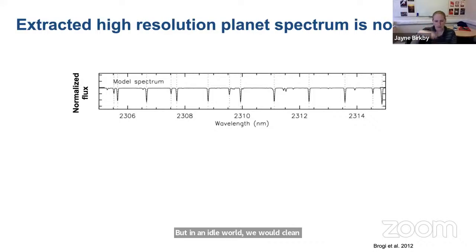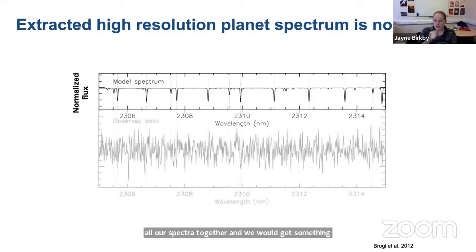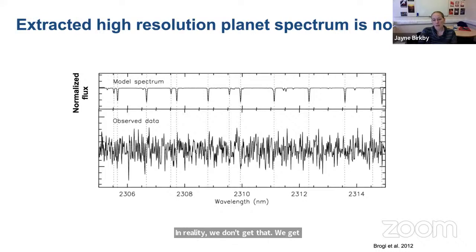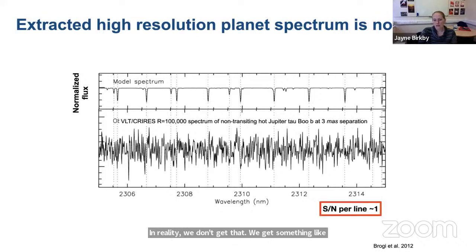But in an ideal world, we would clean everything out, and we would then shift into our planet rest frame and sum all our spectra together, and we would get something like this. Very nice spectral lines, similar to the model that's shown here. In reality, we don't get that. We get something like this. It's basically noise. Each line there has a signal to noise of 1 or less. And so you might be able to convince yourself that some of those lines match up, but realistically, this is not going to work very well.